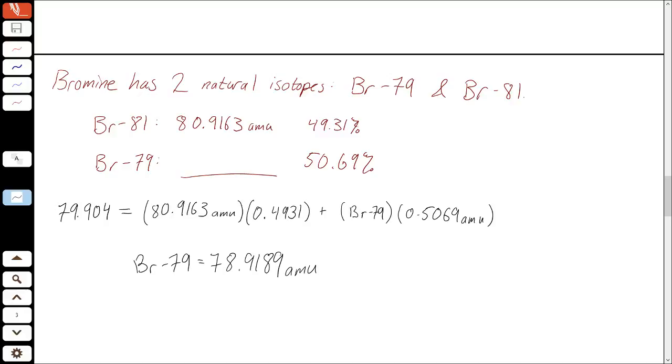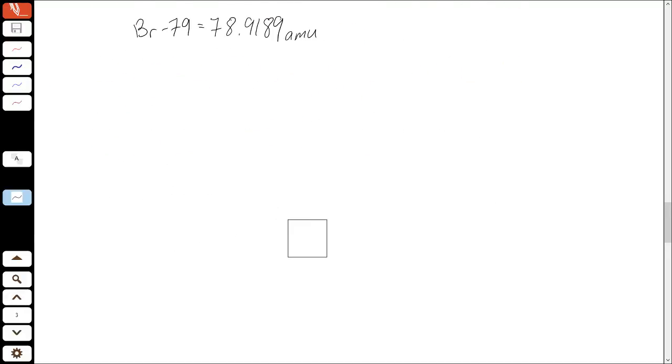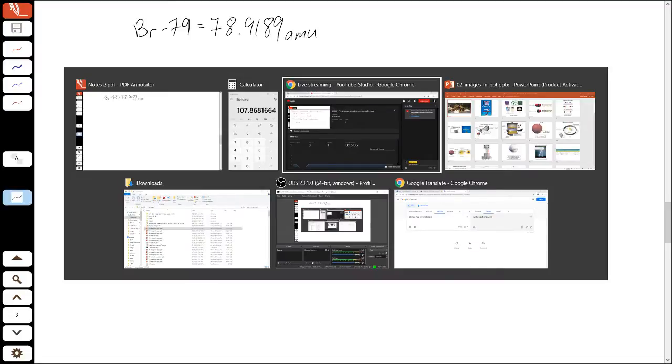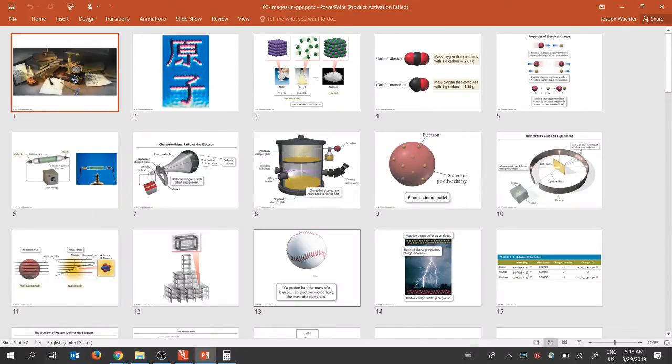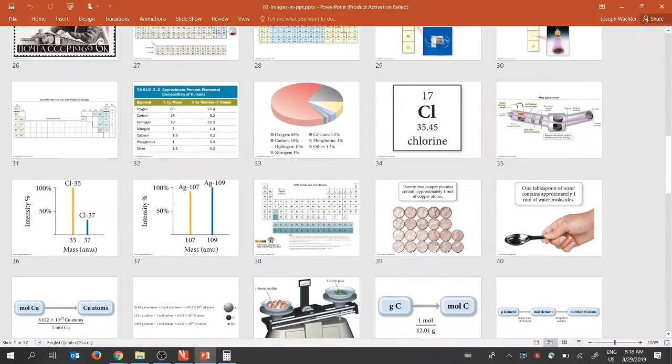All right. So let's talk about how we actually get these abundances. To get these abundances, we're going to use a technique called mass spectrometry. And we're actually going to do this, but I'll show you a picture of it.